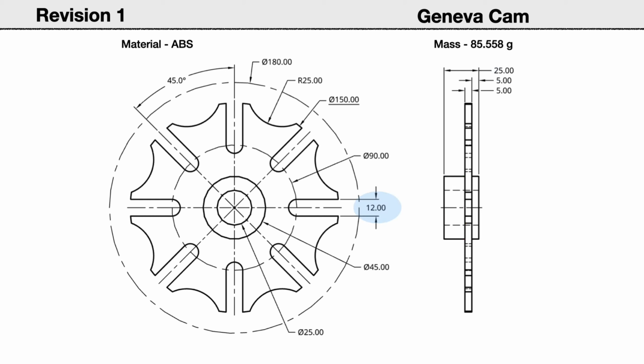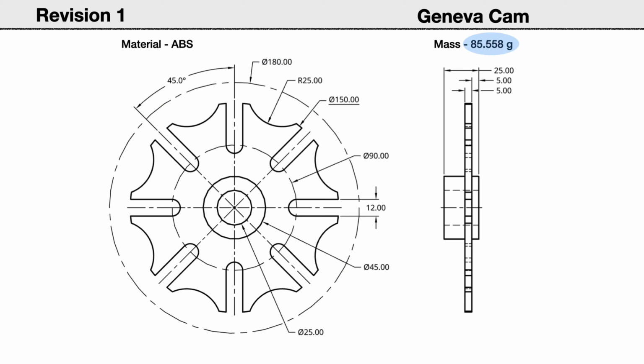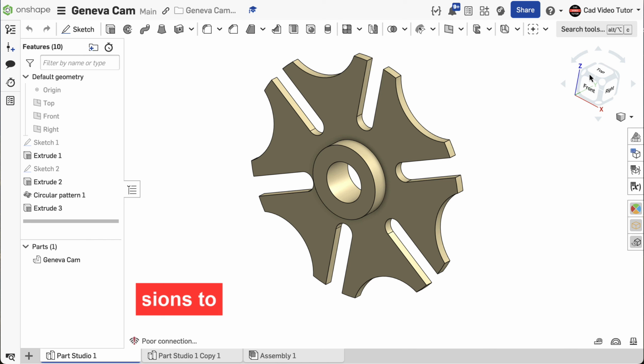We should also note the features that will not change when the design is revised. The width of the slot continues to be 12 millimeters. The outside diameter of the plate is still 150 millimeters. The diameter of the center line circle, used to locate the center of the outside arc, should remain at 180 millimeters. After accurately making these revisions, the new mass will be 85.558 grams. Now we will make the revisions to the part.